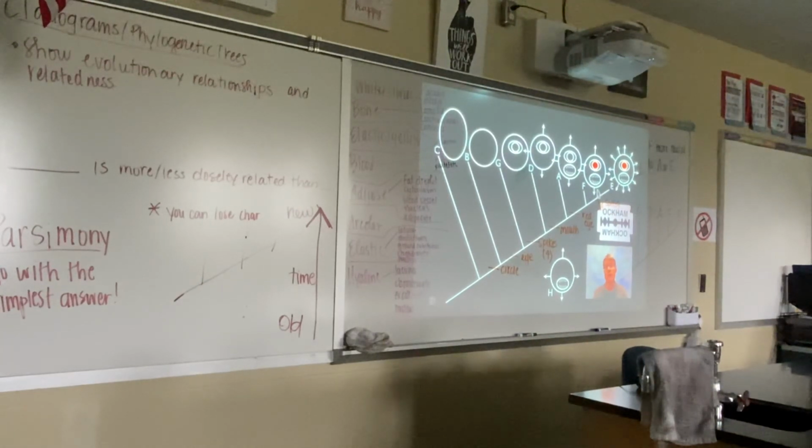And so when you're building a cladogram, you kind of try to do that. You try to use this idea of parsimony. Okay, so again, I want to reiterate, the idea of parsimony just says that if there is a simple solution, that's probably the solution.